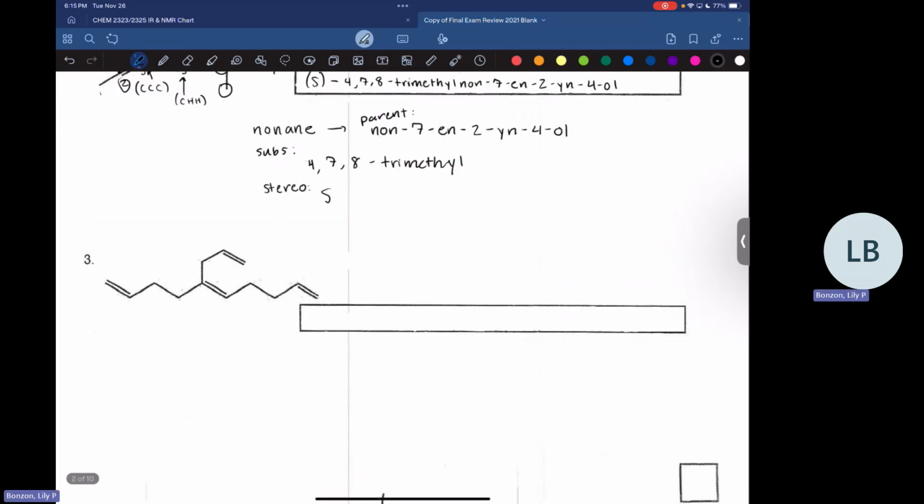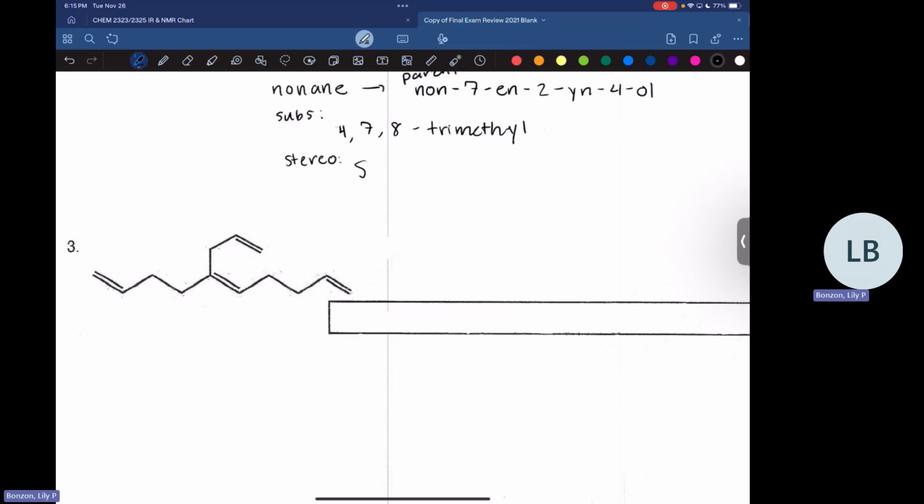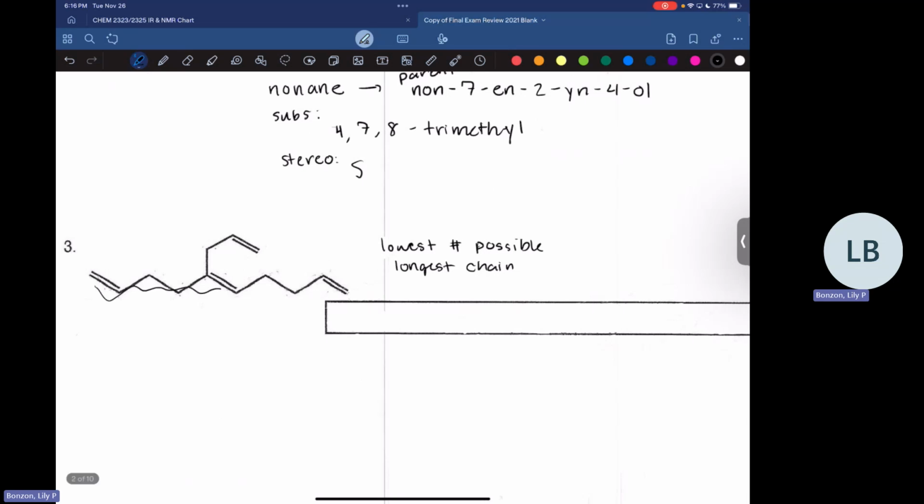So moving on to our last nomenclature for this exam, we have this long carbon chain. We've got a bunch of double bonds in there. So we want to give the double bonds the lowest numbers possible. And we also want to get the longest chain possible. So I'm just going to start numbering from the left to the right. We can see that if we go along this chain at the bottom, we're going to get a pretty long chain.